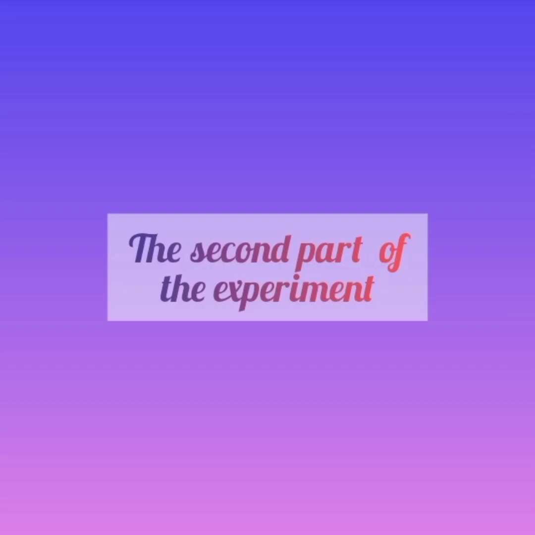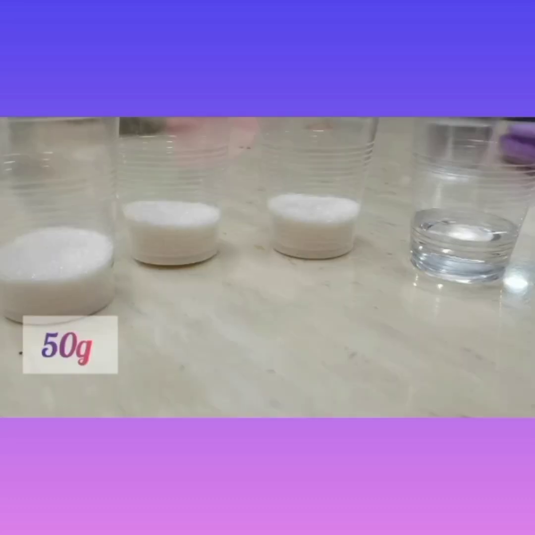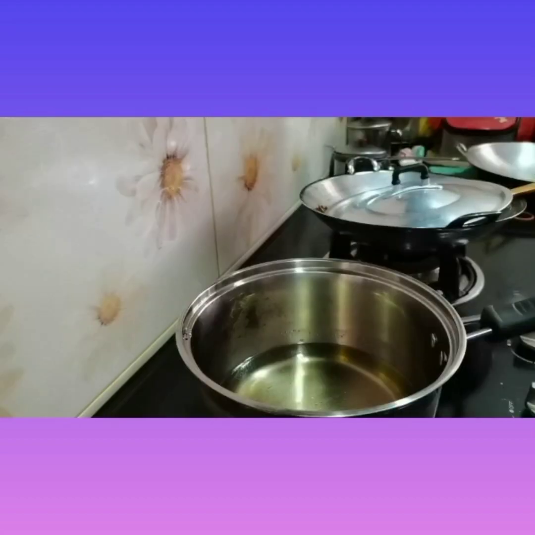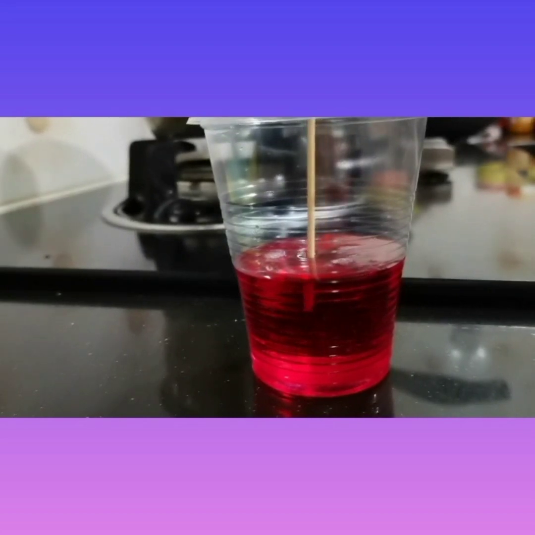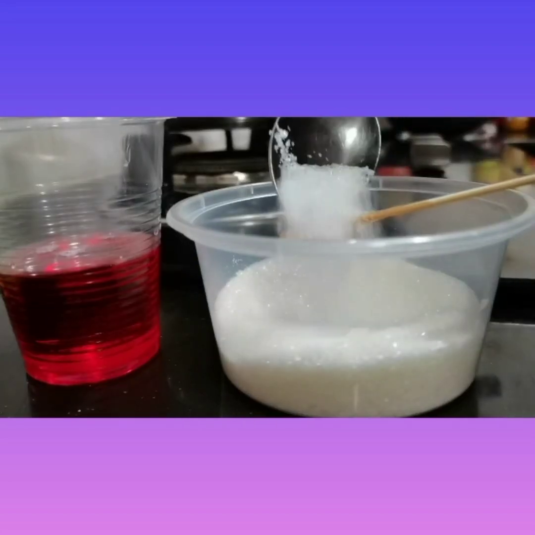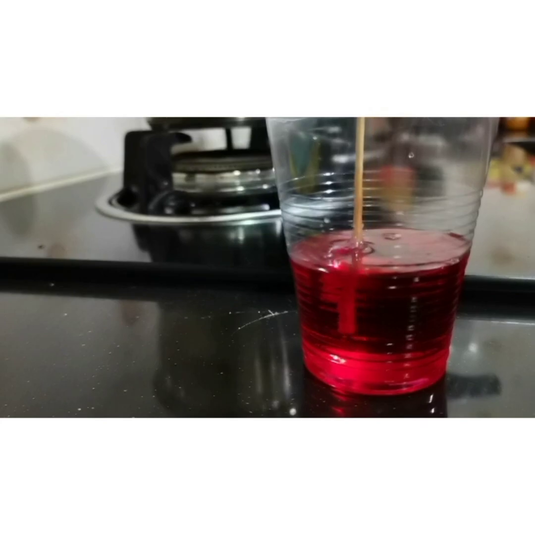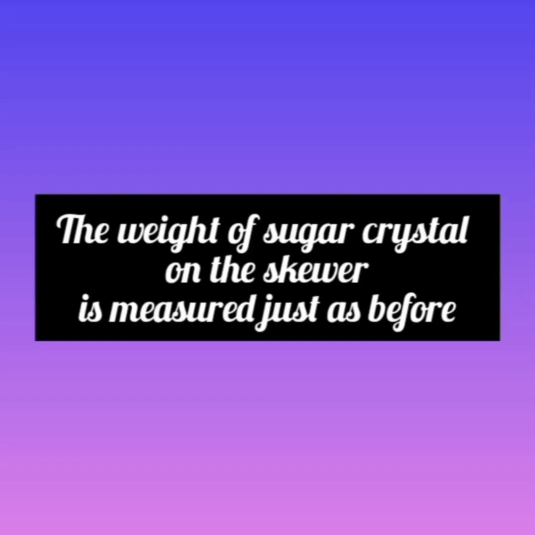Now, onto the second part of the experiment. A sugar solution is prepared just as before. A skewer is dipped 5 cm into the solution and then rolled in sugar and left to cool. Then, it is dipped again into the solution and left alone for 2 weeks. The weight of the sugar crystal on the skewer is measured just as before.